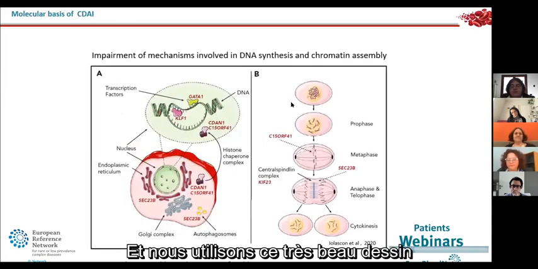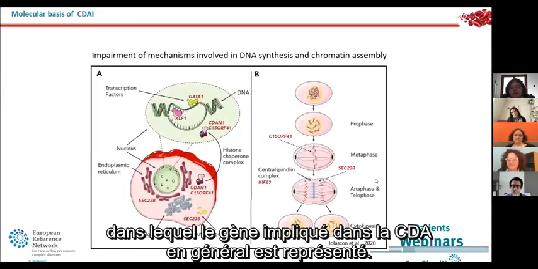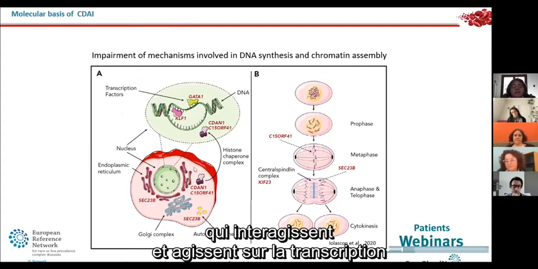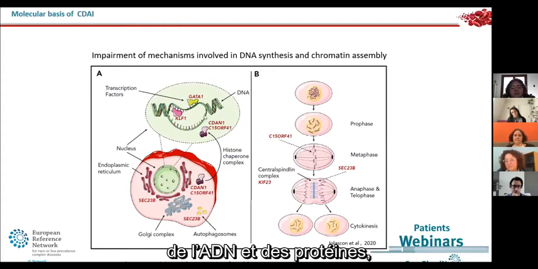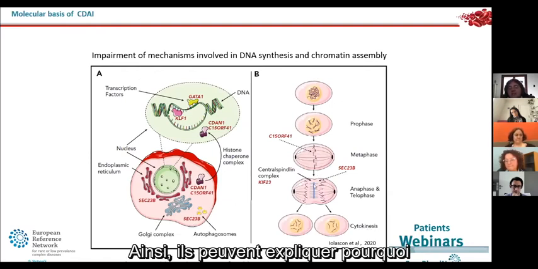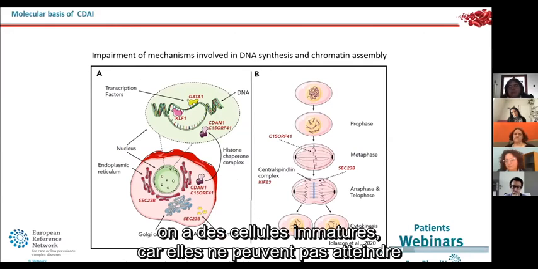Why does this gene determine this kind of disorder? We use this very nice cartoon in which the genes involved in CDA in general are represented. You can see here codanin 1 and C15orf41 that interact and act in transcription of DNA and proteins, but also, they interact in the cell division process. So they can explain why we found immature cells, because cells cannot arrive at the final division.